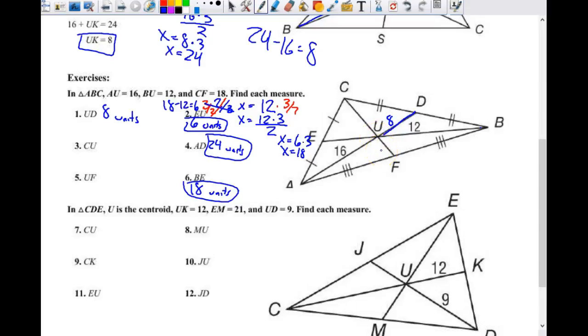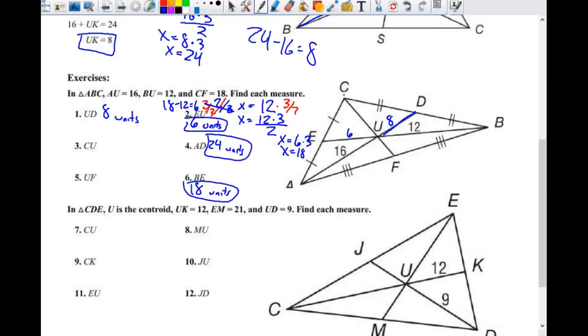Okay, let's look at CU. We knew this was 6. CU. Is there any information here? Yes, we know CF is 18. This entire thing is 18. We are looking for CU right here. Okay. This one's a little bit different than the other ones. We know the length this time, right? And we're trying to find the individual portions.